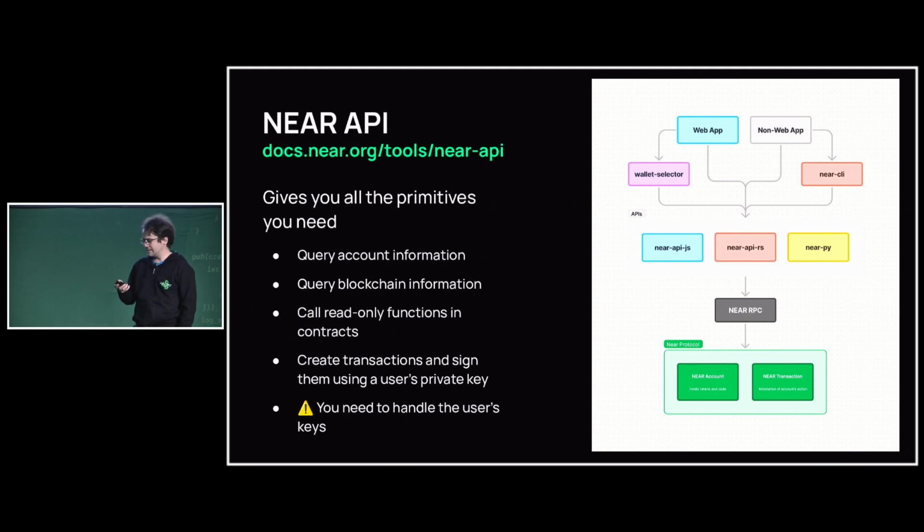And something else that is important to say is that when you're building web applications, most probably you're going to be using a mixture of these two, the wallet selector and the near API. And when you're building, for example, non-web applications, like backend applications, most probably you're also going to be using a combination of these. So it's not one or the other. Many times you're going to want to use both of them.